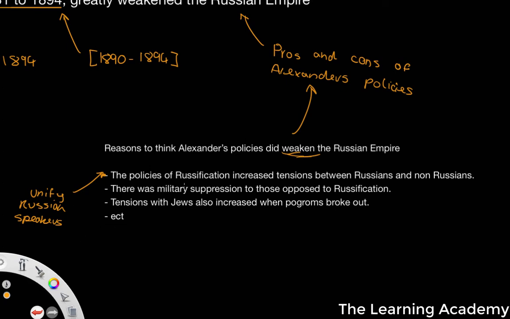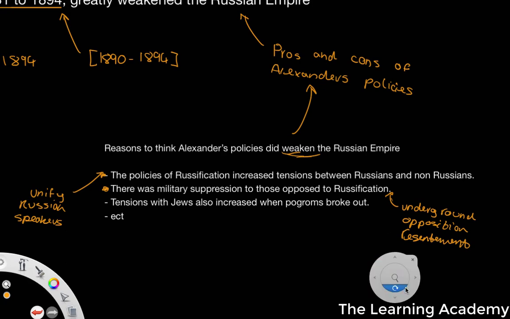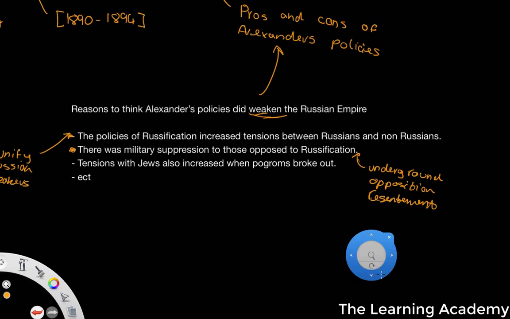So something that is generally seen as pretty bad was that there was military suppression of those who opposed Russification. That would have created underground opposition and resentment. Okay, so resenting the Tsar and his policies.